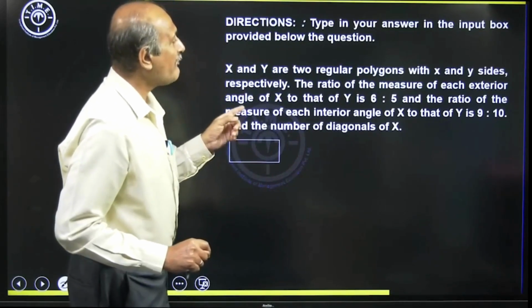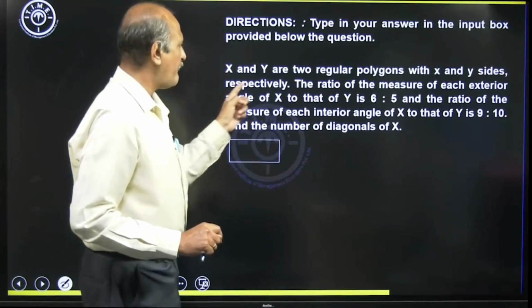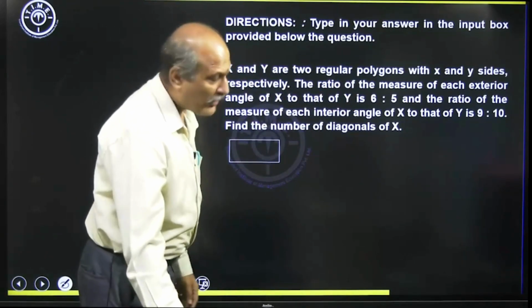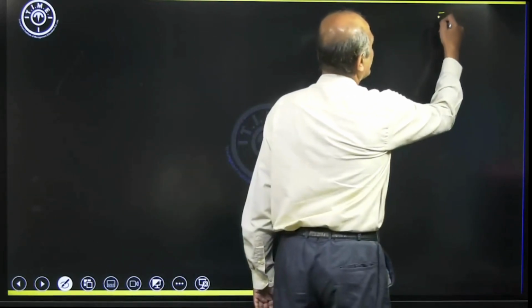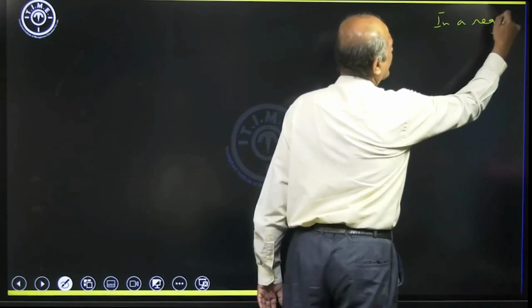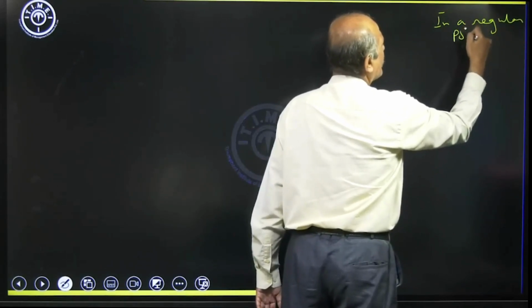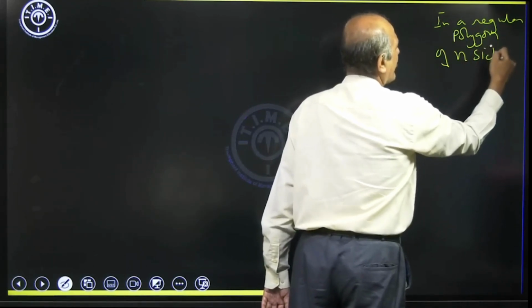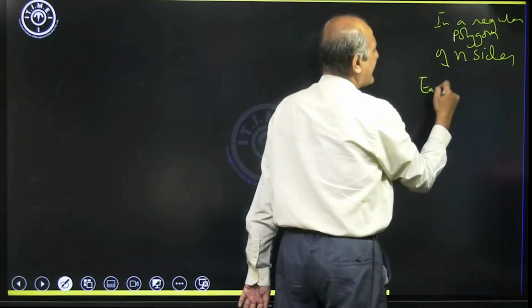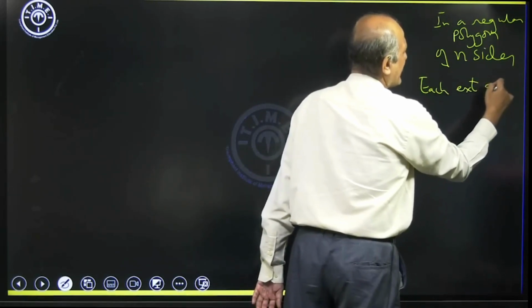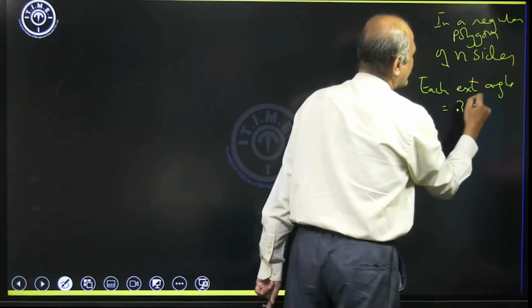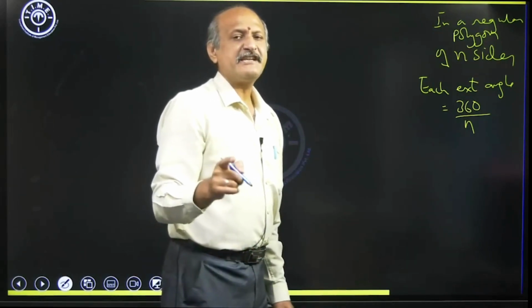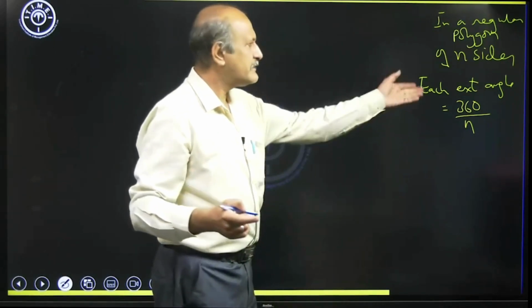It reads, the ratio of the measures of each exterior angle of x to that of y is 6:5. Okay, now what do we know? In a regular polygon of n sides, what do we know? Each exterior angle is equal to how much? It is equal to 360 divided by n. Straightforward now. Each exterior angle of a regular polygon with n sides is equal to 360 by n.